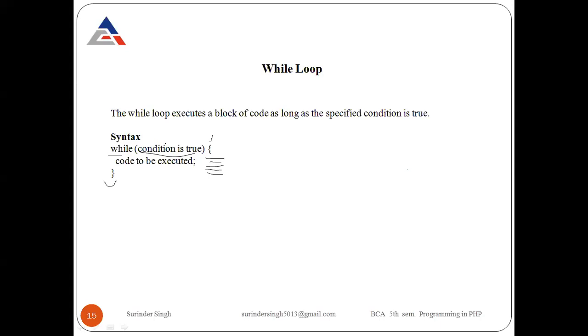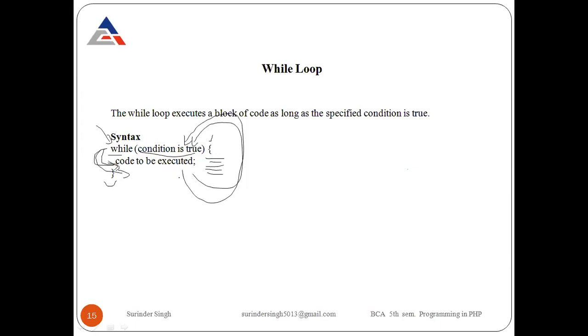And how will the while loop be executed? First, when control comes to it, it will check the condition, and if the condition is true, then control enters the while loop and executes the statements. After executing the statements, it will return to the condition and check again. If the condition is found true, then control enters the loop again and executes the statements. This process will continue until we find the condition is false.